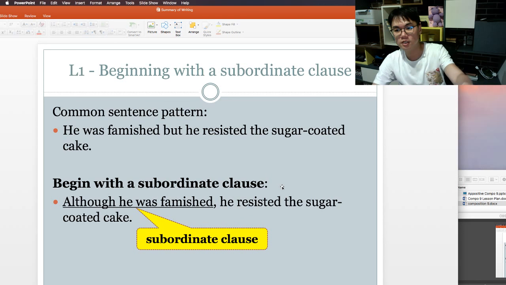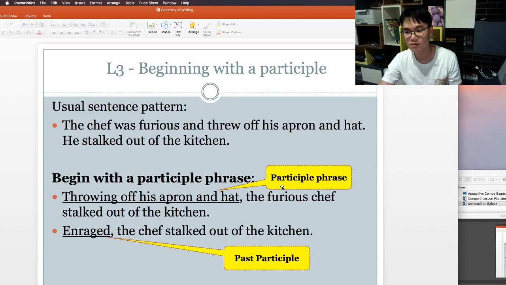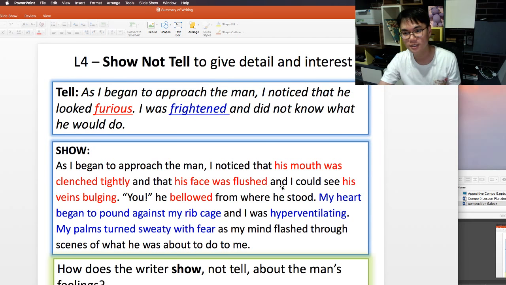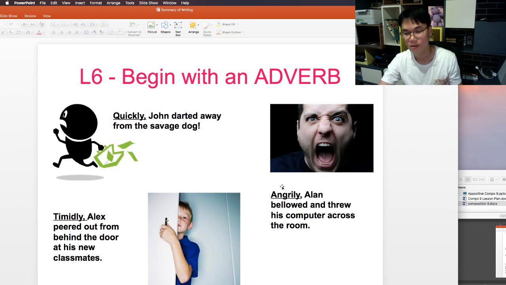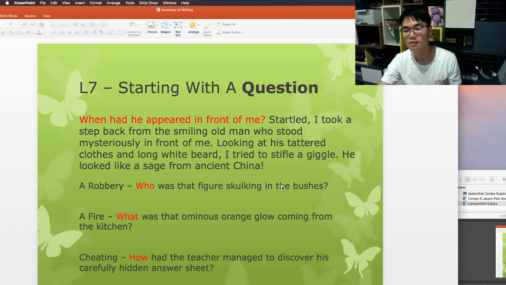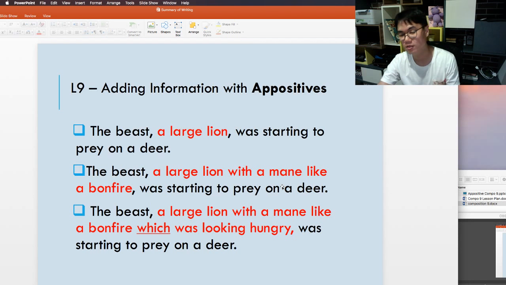So beginning with subordinate clauses, that's the first one. Starting with a spoken sentence or saying verbs, that's the second one. Beginning with a participle, that's the third one. Show not tell, that's the fourth one. Thought facts, that's the fifth one. Adverbs, that's the sixth one. Questions, that's the seventh one. Beginning with a sound, that's the eighth one. And A positives, that's the ninth one. Okay? Right. Wonderful.